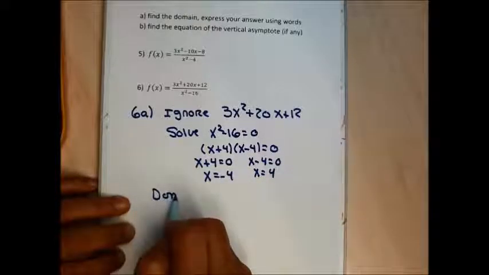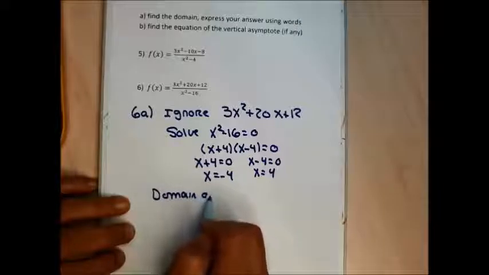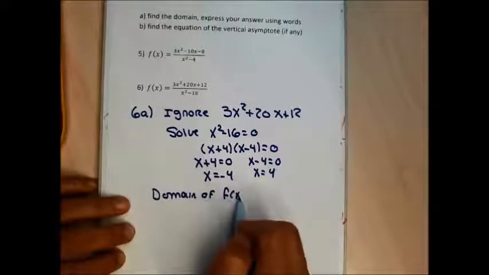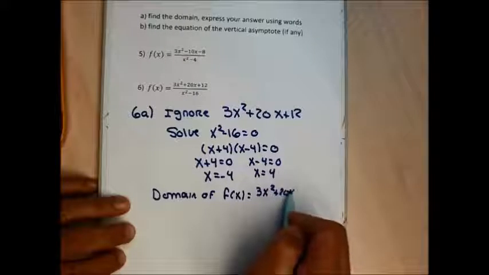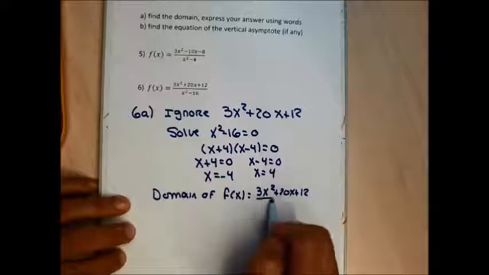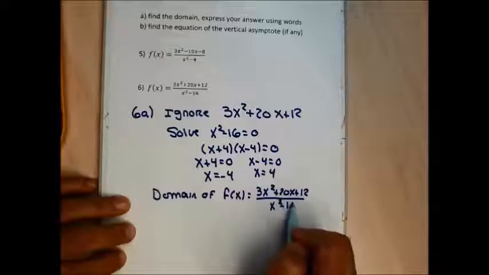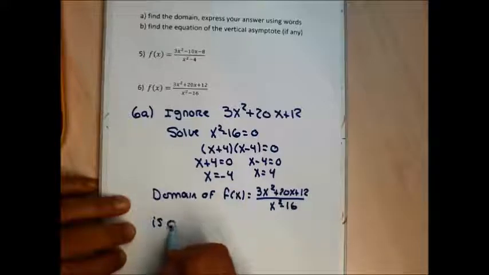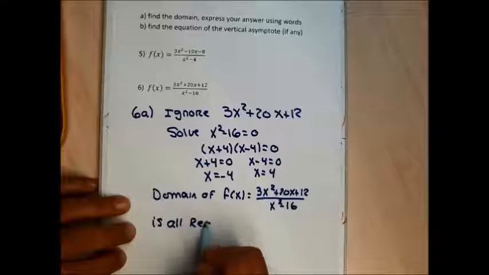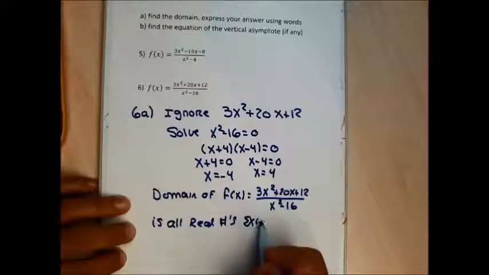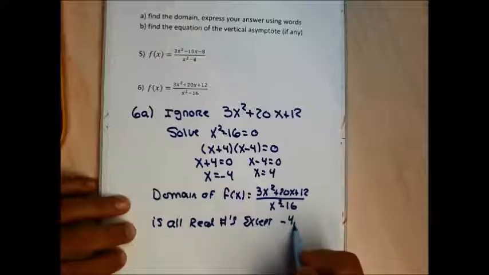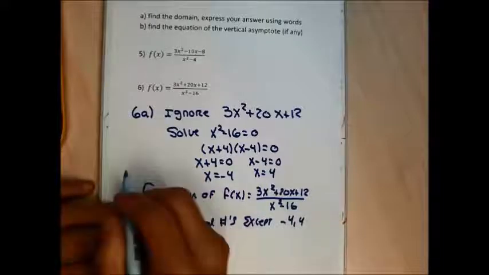For 6a, I'm going to say the domain of the fraction f of x equals 3x squared plus 20x plus 12 over x squared minus 16 is all real numbers except negative 4 and 4. So that's my answer to 6a.